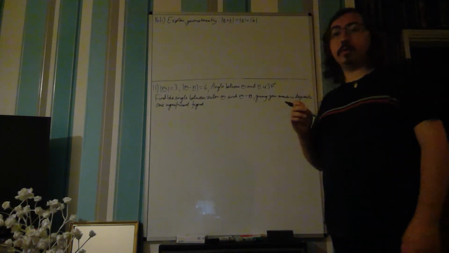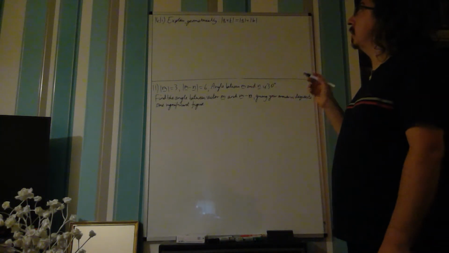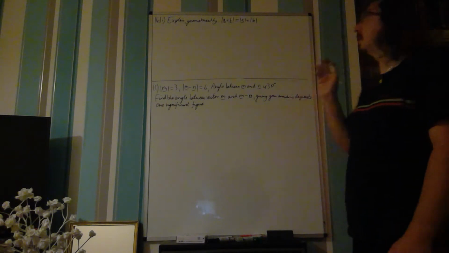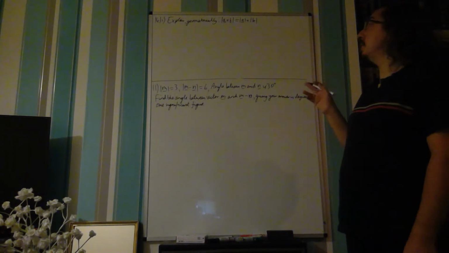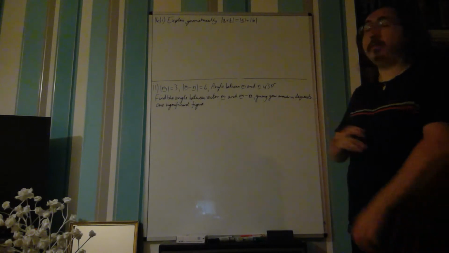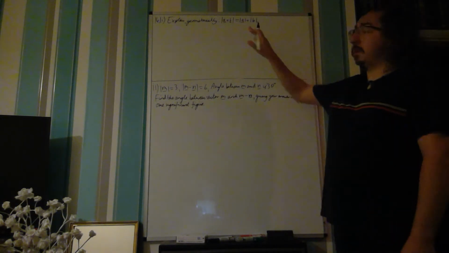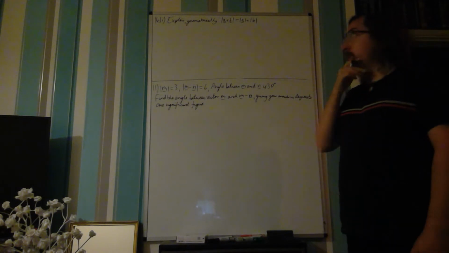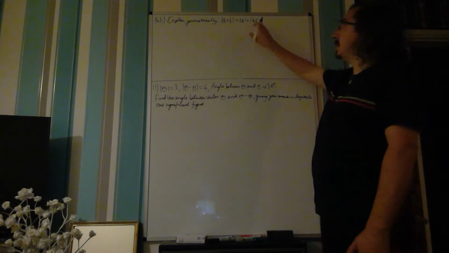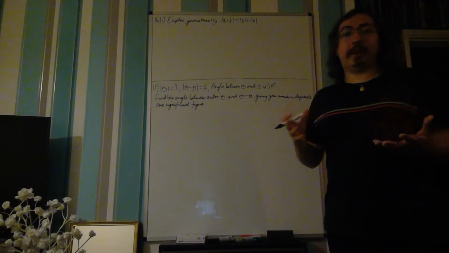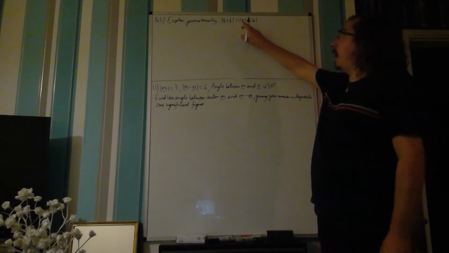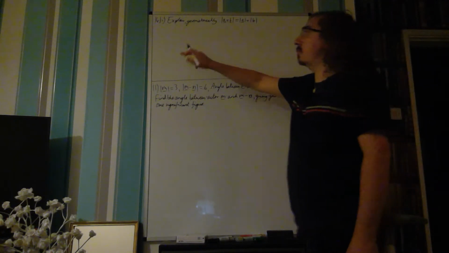So for question 14, we're given the statement that the magnitude of the vector A plus the vector B is equal to the magnitude of the vector A plus the magnitude of the vector B. And we need to explain this geometrically. Well, what does this statement mean? Well, we've got two vectors, and let's see what we can draw.